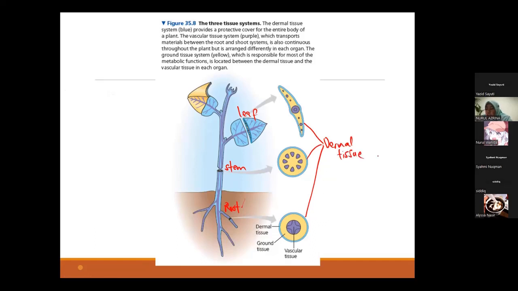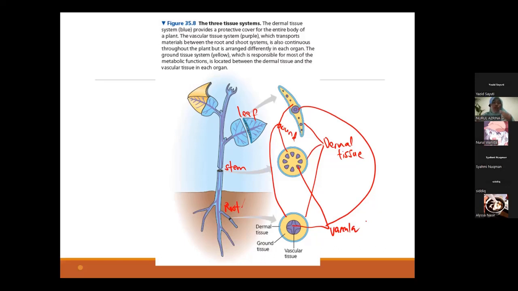All right, those that are yellow in color, what is the yellow? Very good. Yes, ground tissue. Okay, ground tissue. And those that are purple in color, okay, are the vascular tissue.